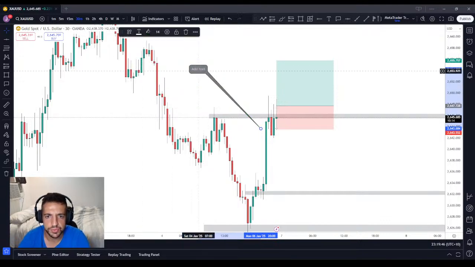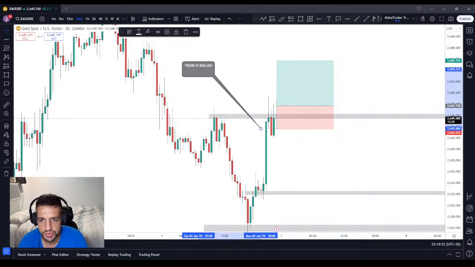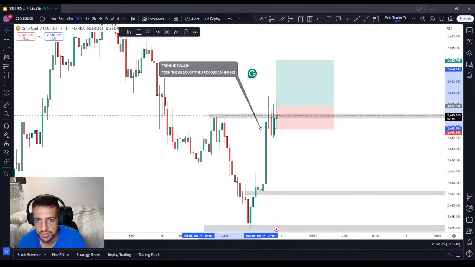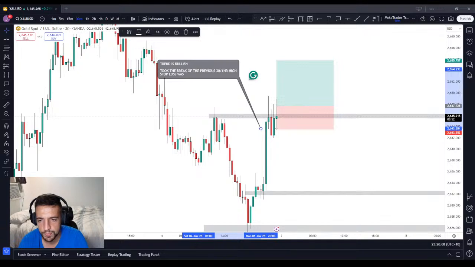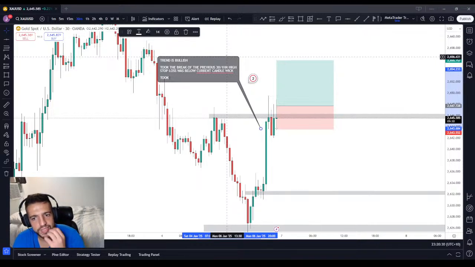Neutral. Trend is bullish. Took the break of the previous 30/1 hour high. Stop loss was below current candle wick. Took the break of the previous high. Stop loss was below current candle wick.